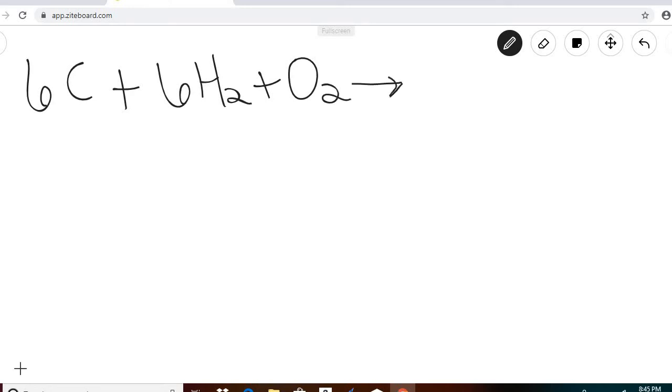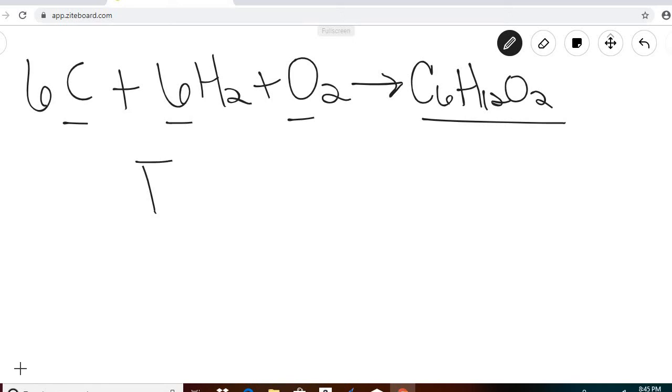Okay, the next is 6 carbons plus 6 hydrogen gases and oxygen gas will give us C6H12O2. So in this reaction, we are combining elements to come up with a compound, so that is a formation reaction.